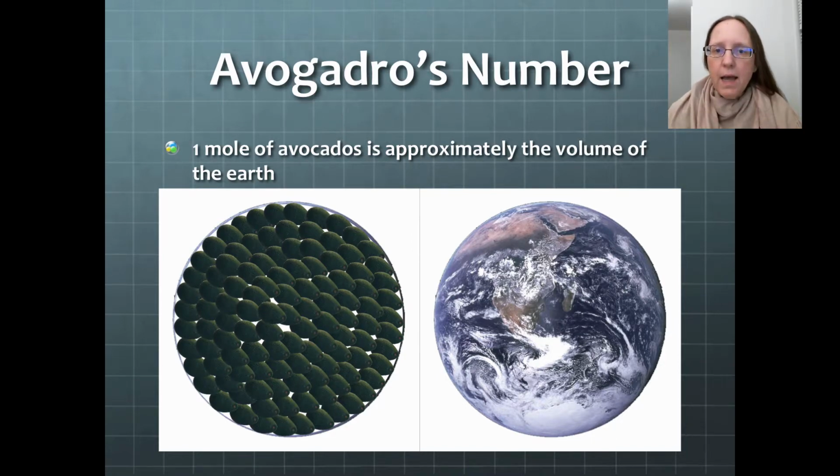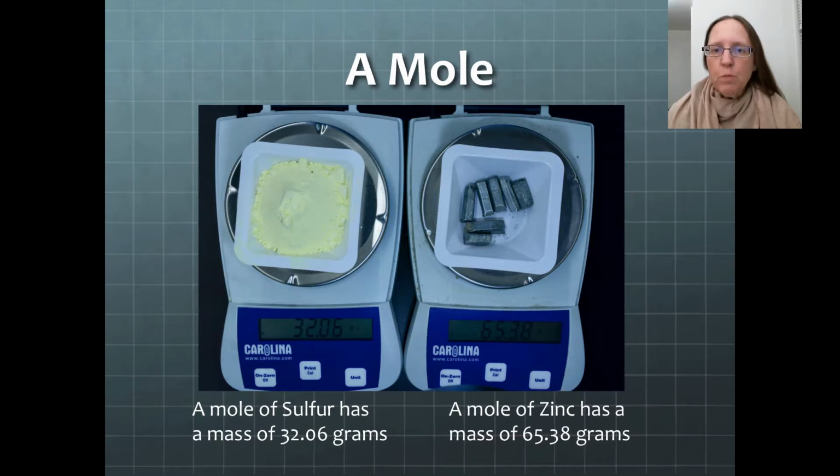A mole of any element has a mass numerically equal to the atomic mass, but in grams. So a mole of hydrogen atoms has a mass of 1.01 grams. A mole of carbon has a mass of 12.01 grams. And a mole of copper has a mass of 63.55 grams.